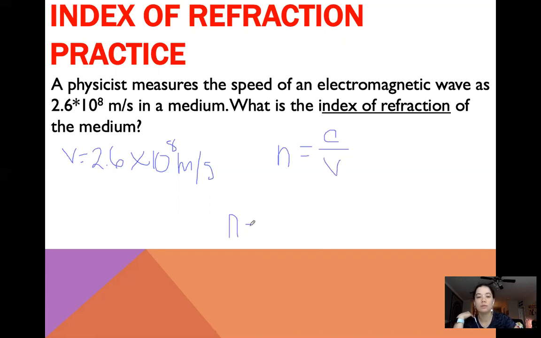N will equal C, which is 3.0 times 10 to the 8, and we will divide that by 2.6 times 10 to the 8. Use your calculator.